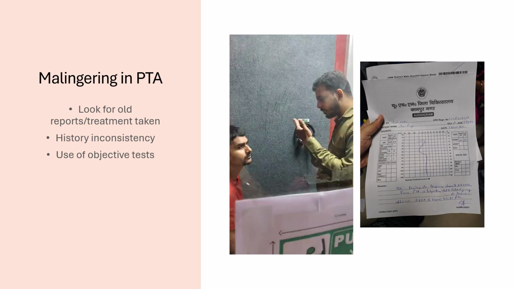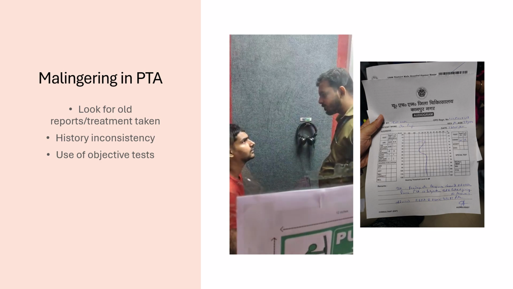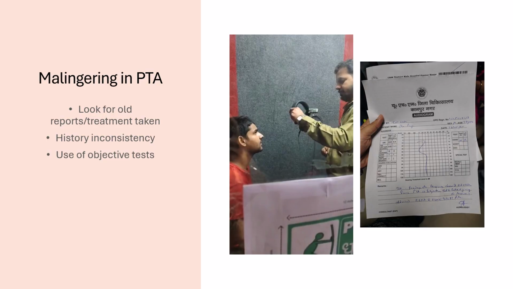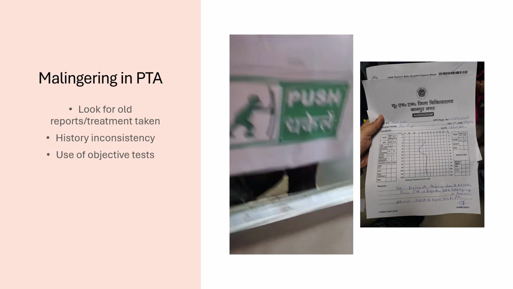You must clearly and very skillfully ask patients why they are performing such PTAs, and why they are coming for such a disability certificate at this age. Also, the history doesn't match the PTA, there are inconsistencies in the patient's story, and repeated retests show variable results. Use objective tests like OAE or BERA to cross check. This was a patient who was malingering to get the disability certificate.